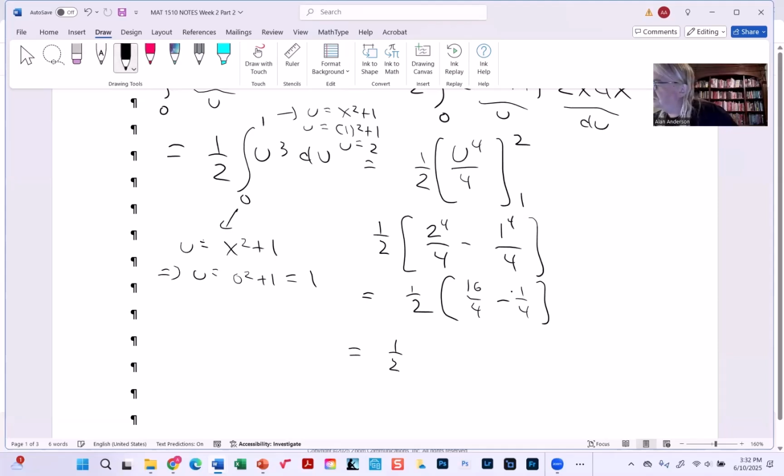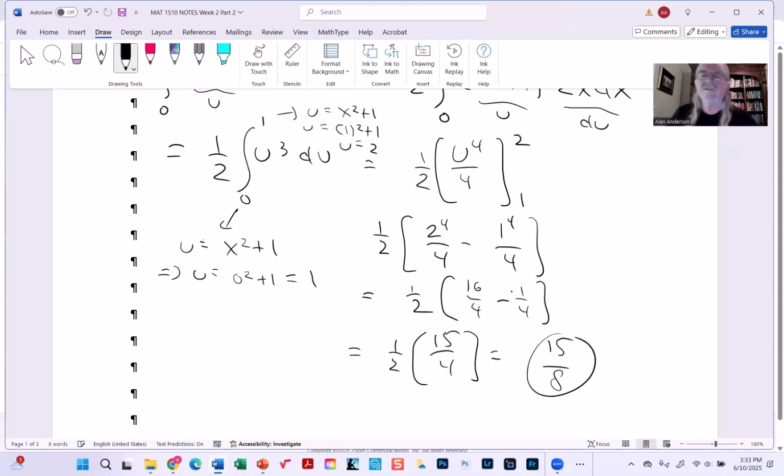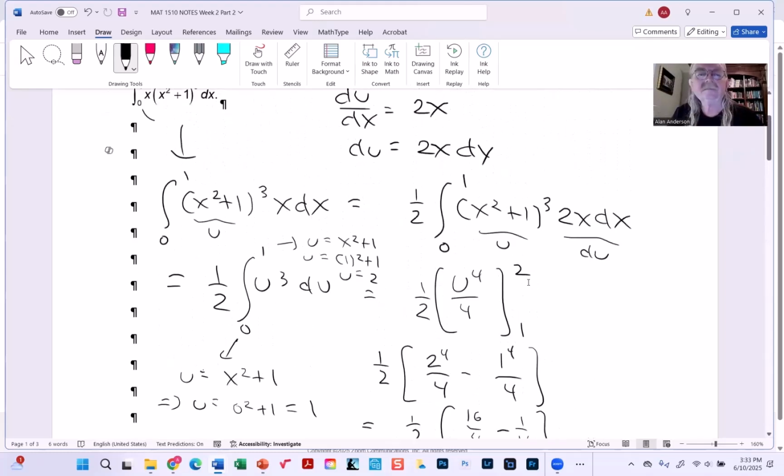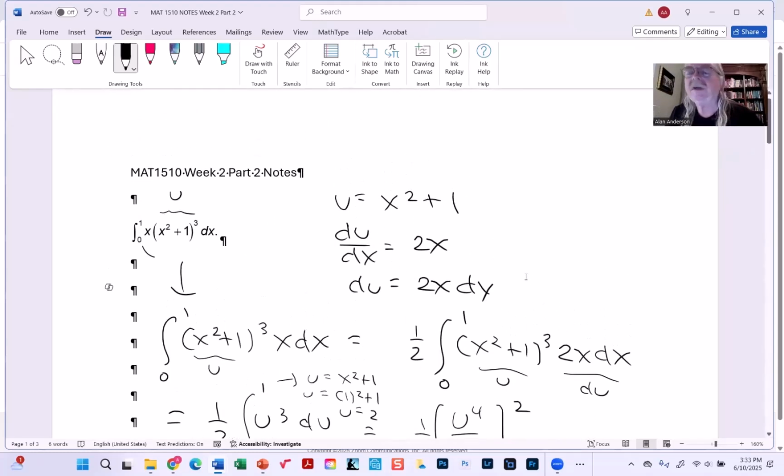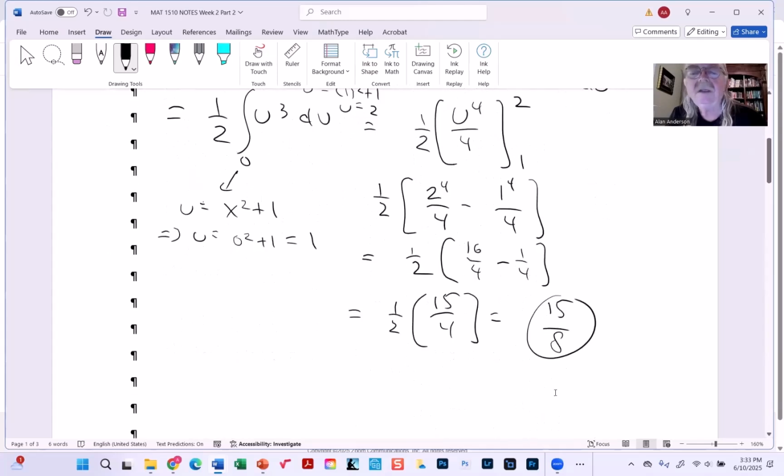All right. So that leaves us with 15 fourths. So ultimately, we end up with 15 eighths. That is the final answer. Now, if you're interested, we can draw this graph and take a look at it, but the final answer is 15 eighths.